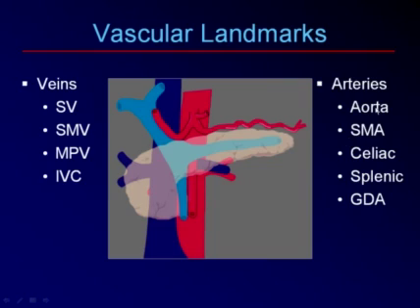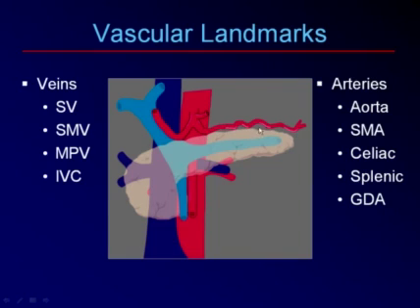Now there's a number of arteries that are intimately related. There's the aorta, and off of it comes the superior mesenteric artery, which is right behind the splenic vein. Then we have the celiac axis. That's superior to the pancreas. It gives off the hepatic, the left gastric, and the splenic artery.